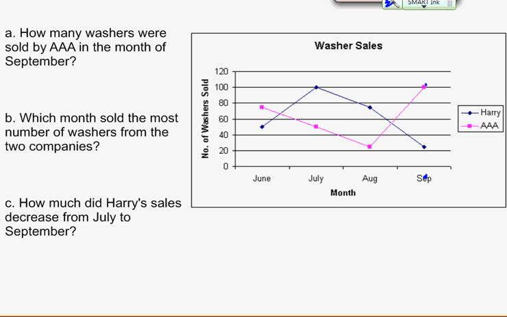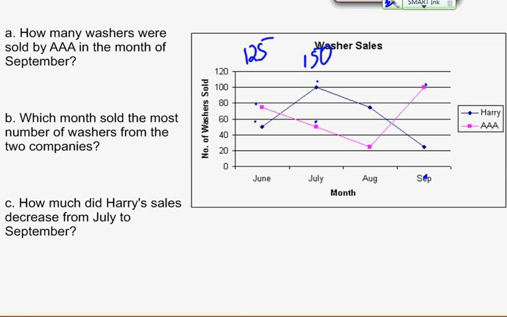Letter B then, which month sold the most number of washers from the two companies? So what that question is asking is that if you were to add the totals from both companies, which month is going to have the most? So we look at here. This is about, let's just say this is 75 and this is 50. So that's going to give us a whole total number of sales, 125 together. Here we have 50 and 100, so that's 150.